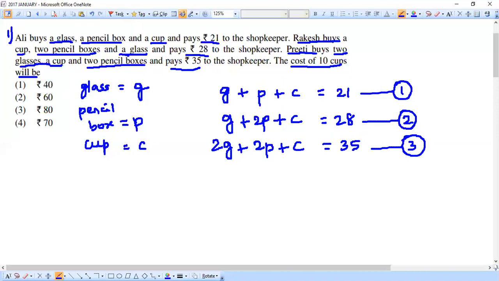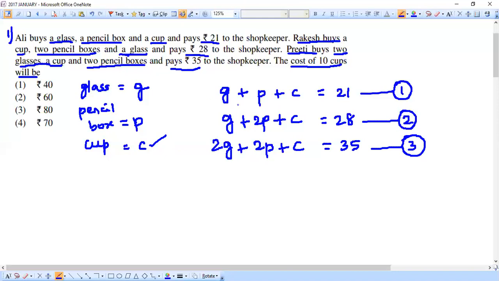This last variable C, because C stands for the cup's price. Once we find C, it will be very easy for us to get the value of the cost of 10 cups. Is it or not? Yeah, fine. So let's now think of a smart approach. How can we solve this problem?